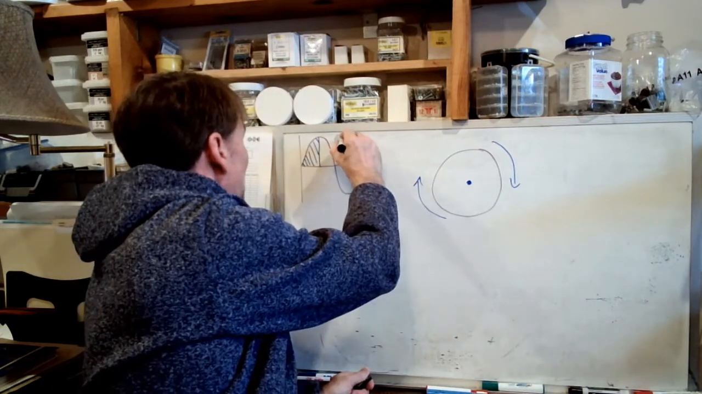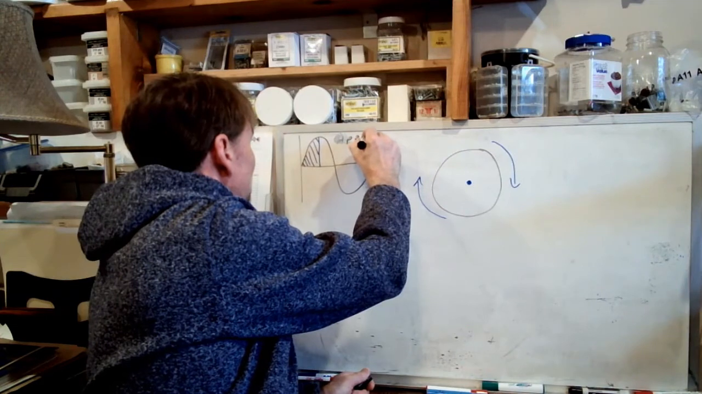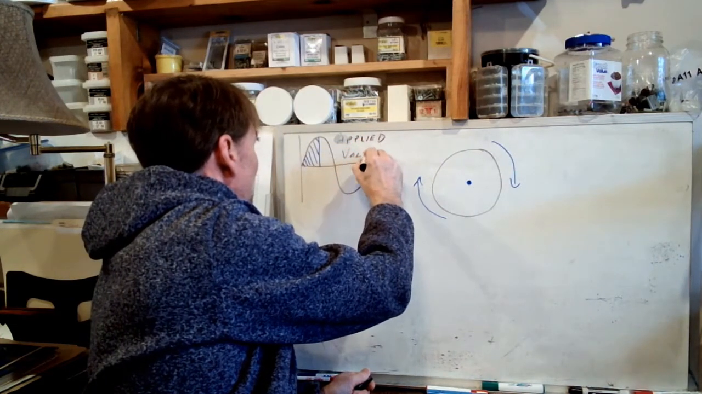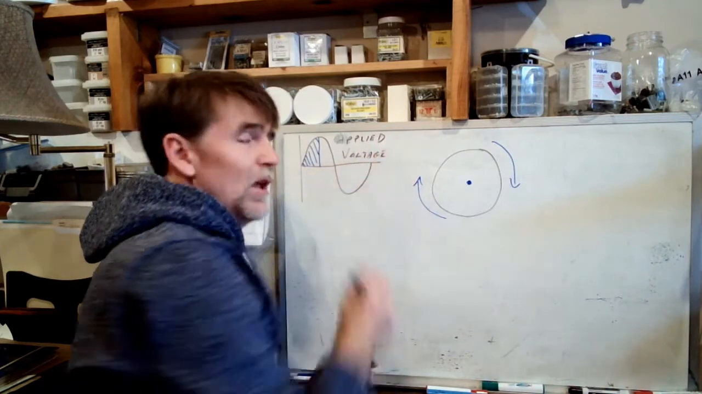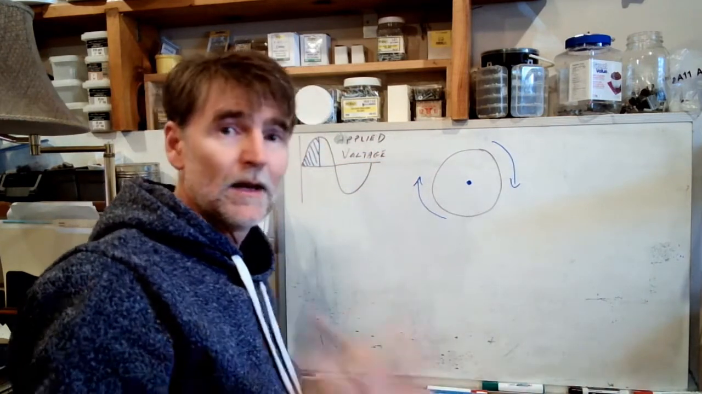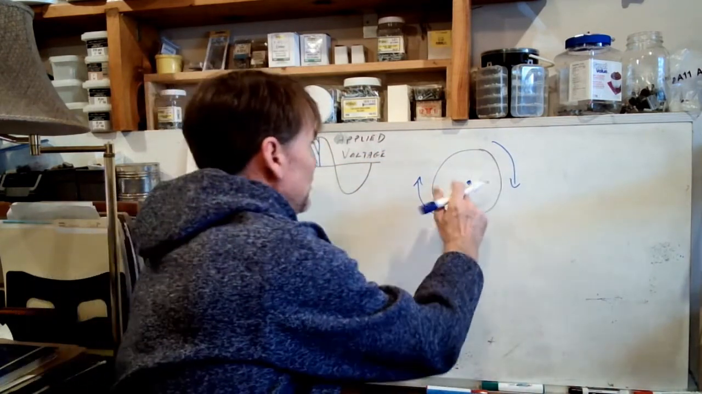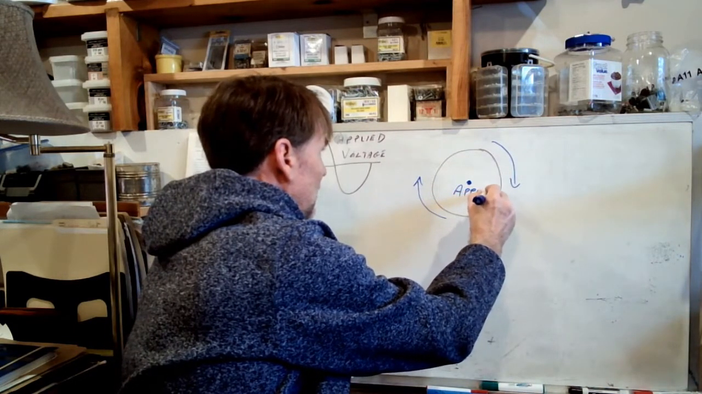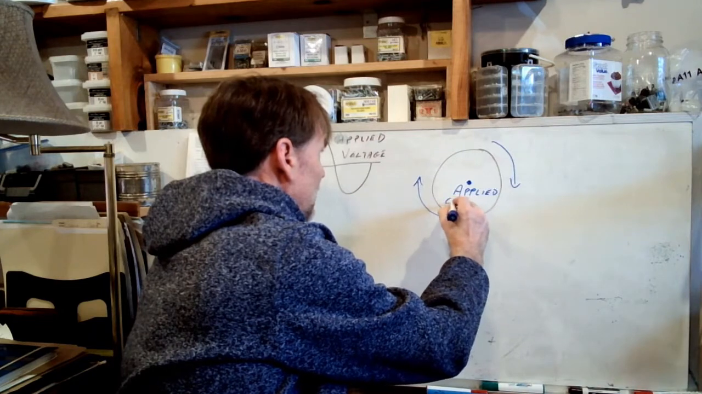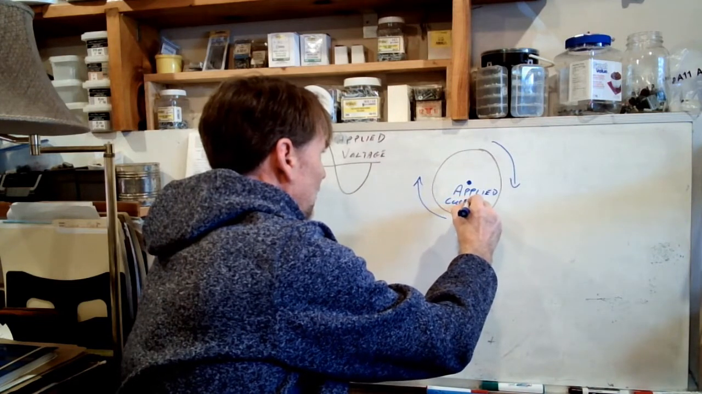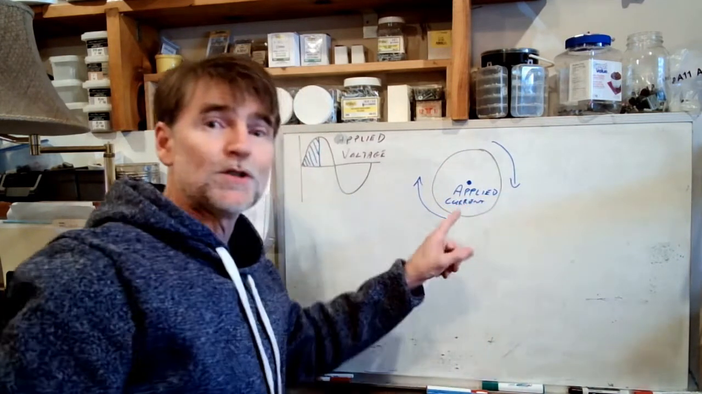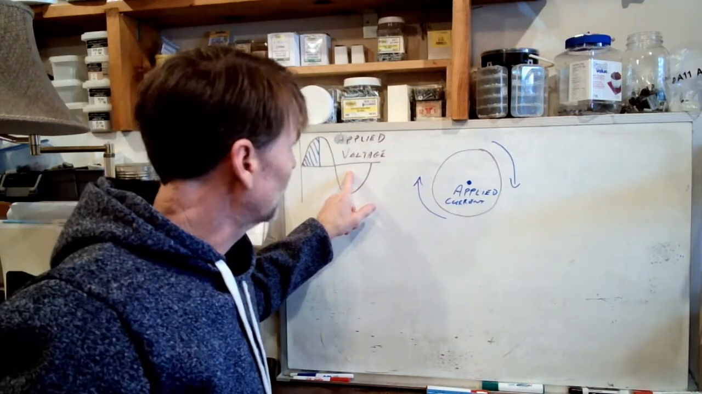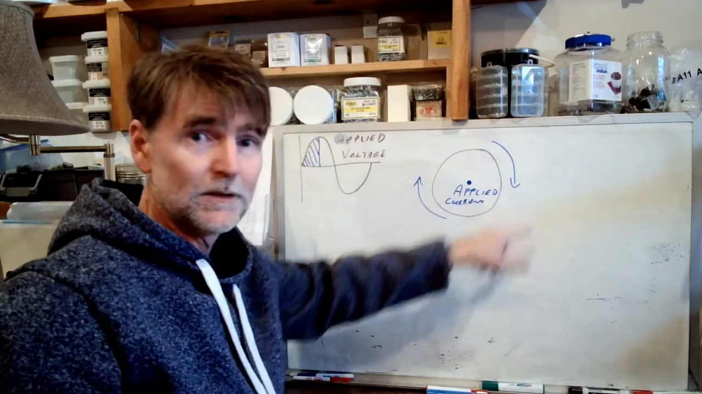This is the applied voltage. That's the voltage applied to the circuit by the AC power supply. And so this is the applied current. It's the current that gets pushed through the circuit by the power supply. Okay, it's the one that creates this magnetic field.